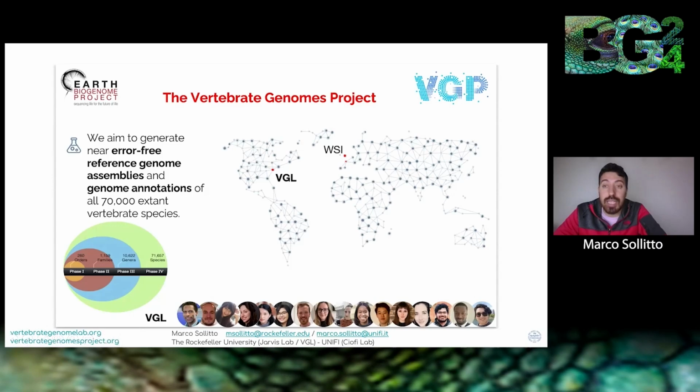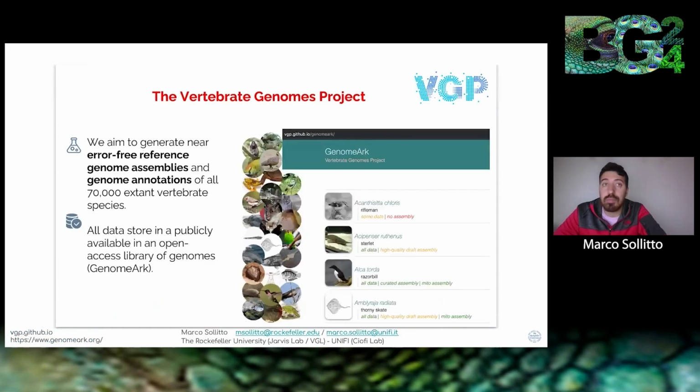That's a project connected with the Earth Biogenome Project, which is a global initiative aimed at sequencing, cataloging, and studying the genomes of known eukaryotic species. The aim of the VGP is to produce error-free reference genomes and the related gene model annotation for all the 70,000 existing vertebrate species. All the data related to the generation of reference genomes will then be included in an open access repository, which is GenomeArk.